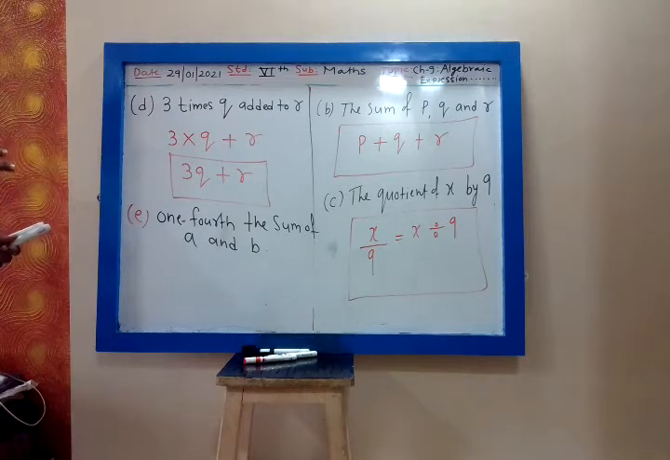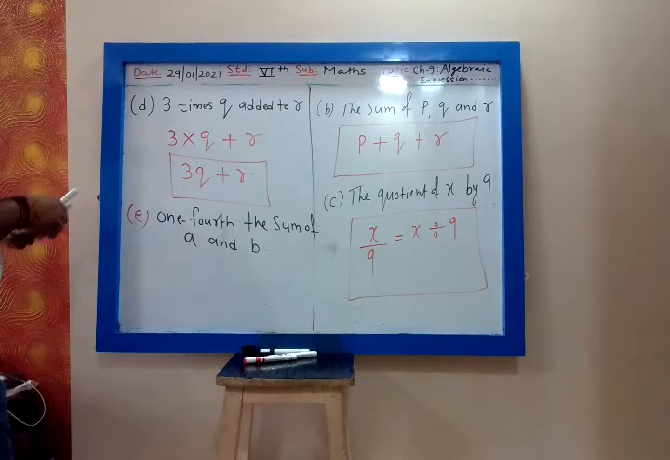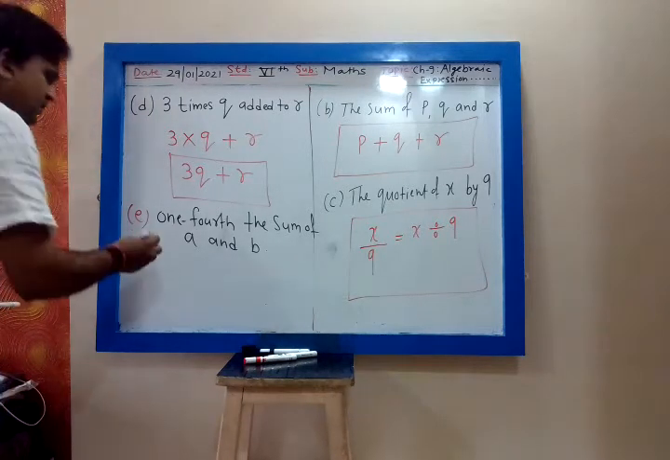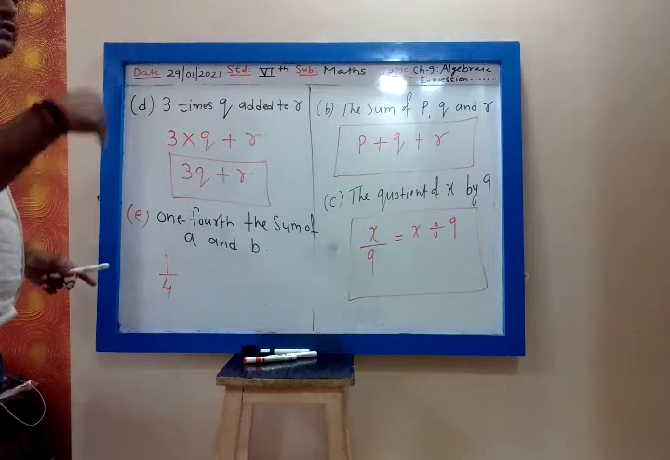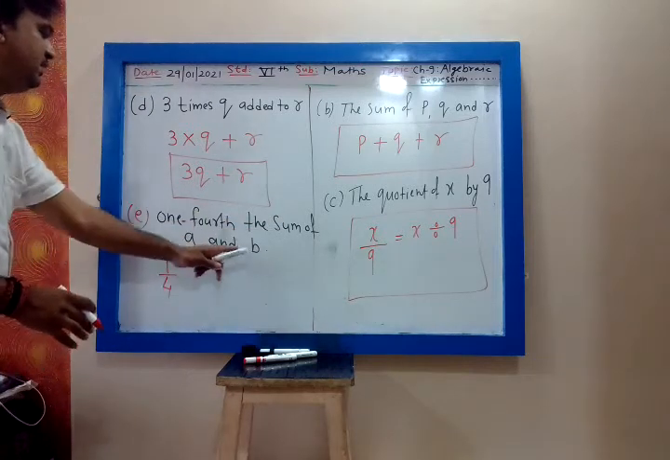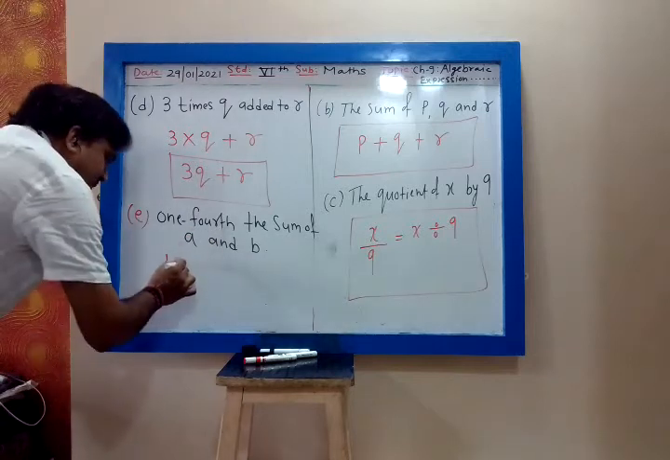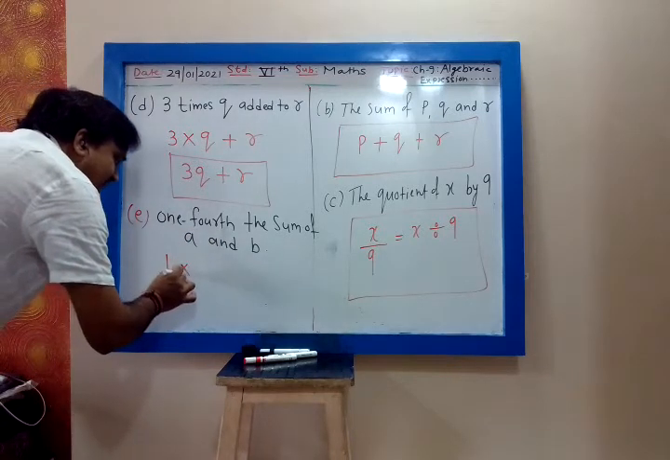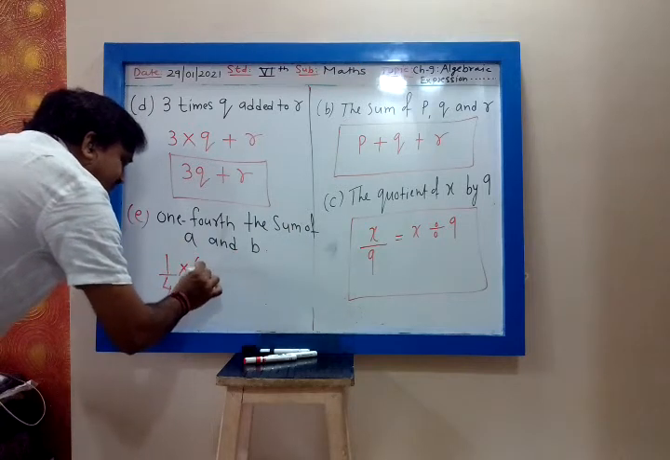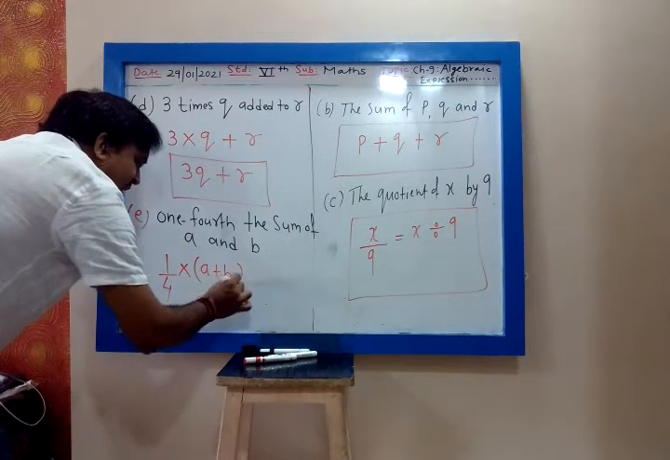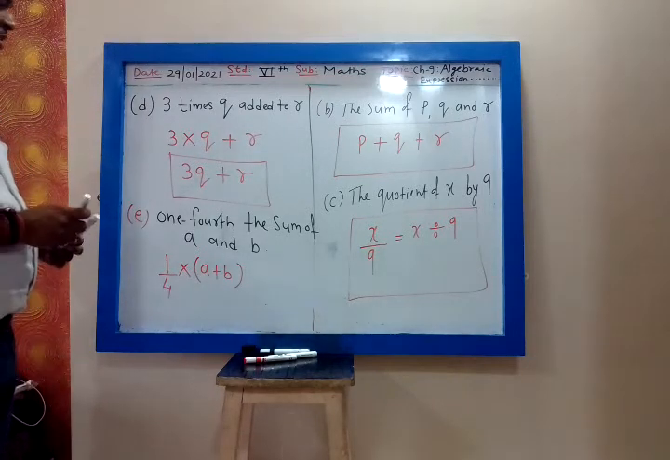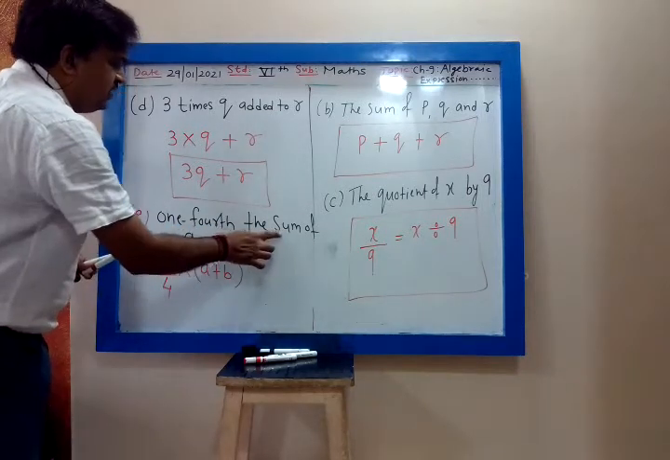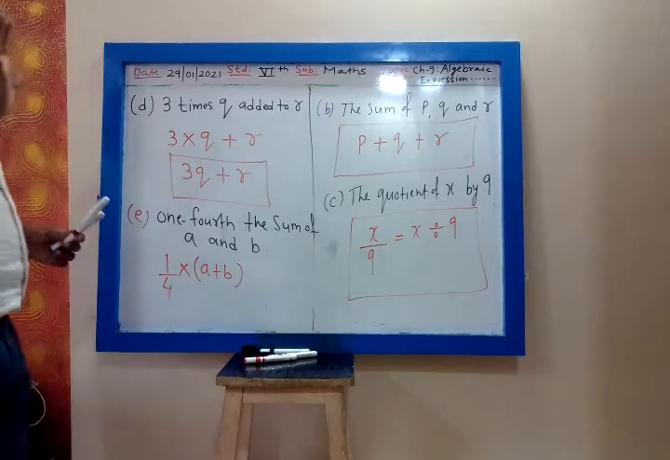One-fourth the sum of A and B. One-fourth means one-fourth. One-fourth of which number? The sum of A and B. So it is not multiplied by the sum of A and B, it means A plus B. A plus B you will write in the bracket, because here it is the sum of A and B, no?